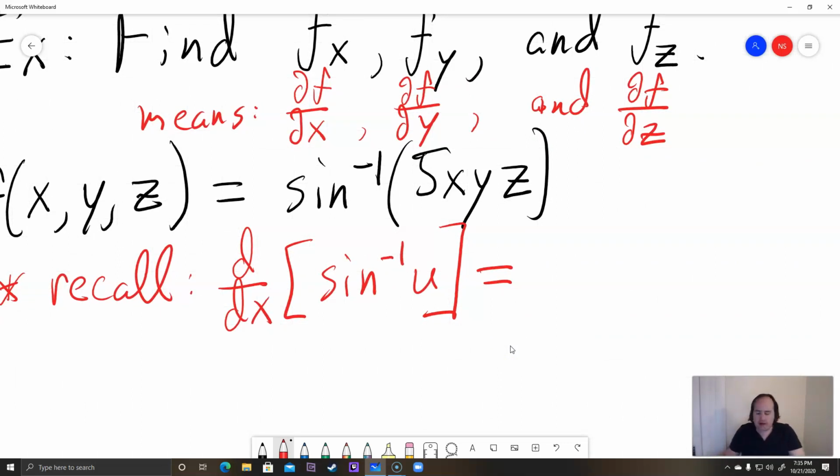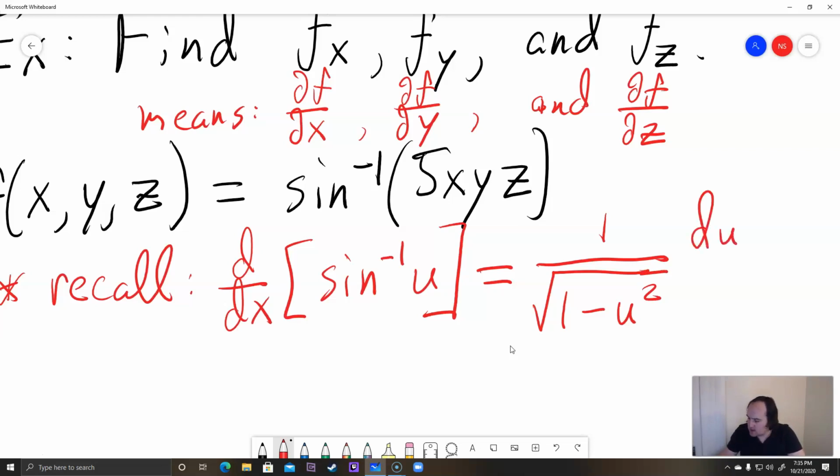If you take the derivative of that one, it actually turns out to be 1 over the square root of 1 minus u squared times du dx. But instead of du dx, it's going to be partial u, partial x when we're doing these problems. So that's a formula that we're going to be using in this problem. The derivative of sine inverse of u is 1 over the square root of 1 minus u squared times du dx, but we're going to be doing it for all three variables separately.